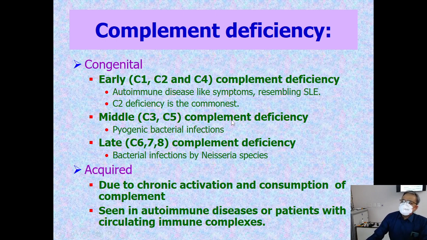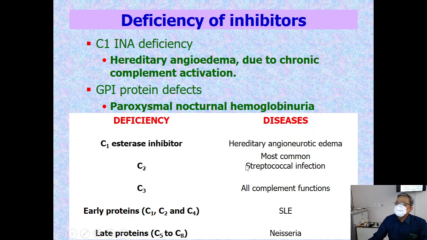If you have a middle type of complement deficiency, that means they are not producing sufficient inflammation or chemotaxis and opsonization. So you get pyogenic bacterial infections, you get abscesses. If you have late complement deficiency, that means the membrane attack complex is not there. And you typically get bacterial infections by Neisseria species. So Neisseria, have you done Neisseria in your microbiology? If not, you will. And these are specialized infections. So you can see that the membrane attack complex is not that important. Only a few organisms are killed by this.